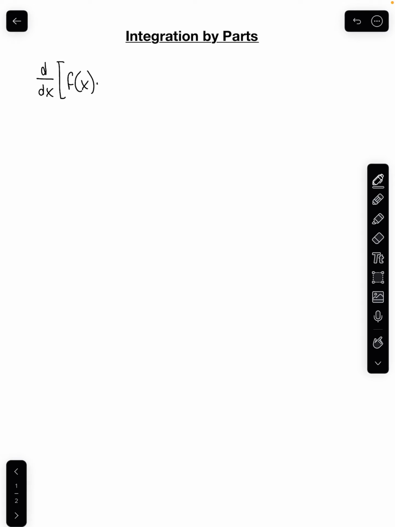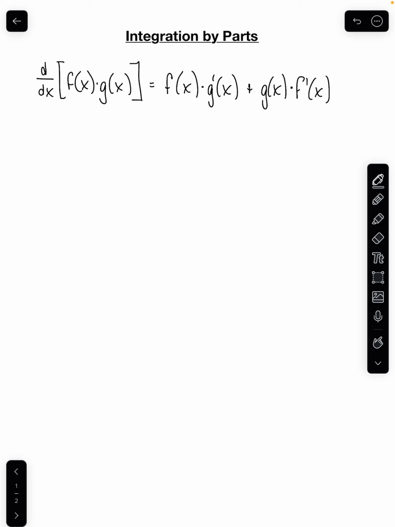The derivative of a product, f of x times g of x, is equal to the original function f of x times the derivative of the second function g of x, plus the second function g of x times the derivative of the first function f prime of x. So we start with this, and then using integration, we can turn it into a different form that will allow us to undo a product rule, so to speak.